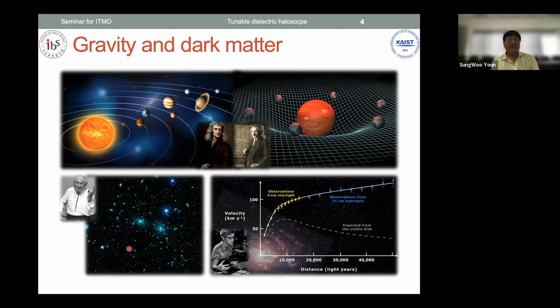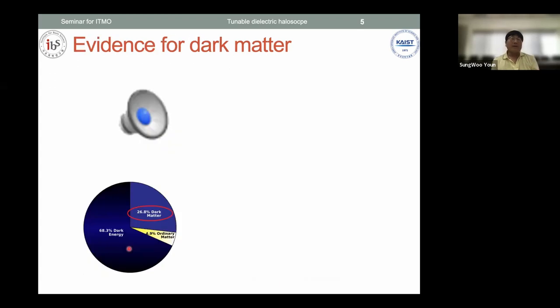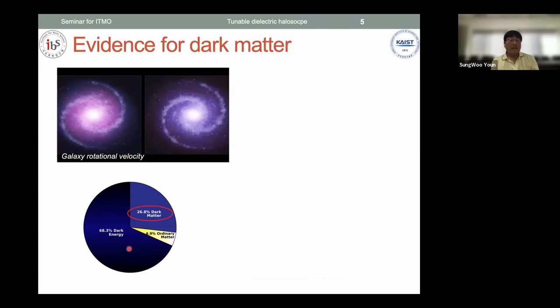That's why this was the first strong evidence that there must be the dark matter we are currently looking for. Okay, so there is some other evidence for dark matter, of course. As I mentioned, the galactic rotational velocity is very different from our expectation.